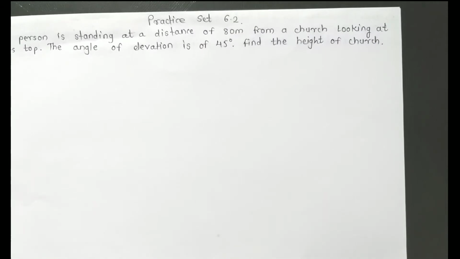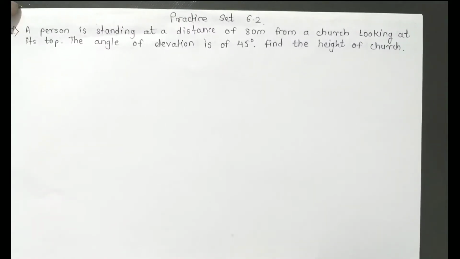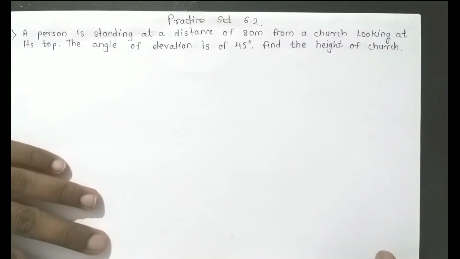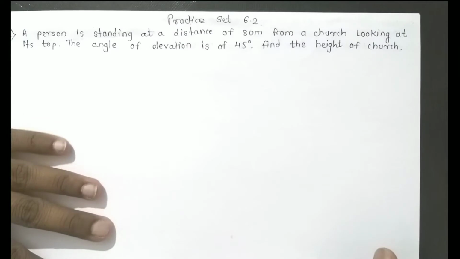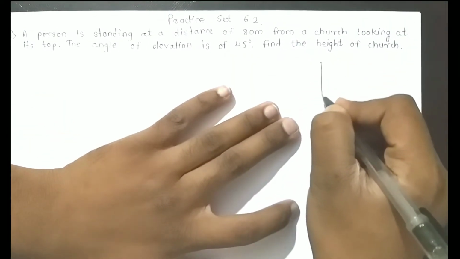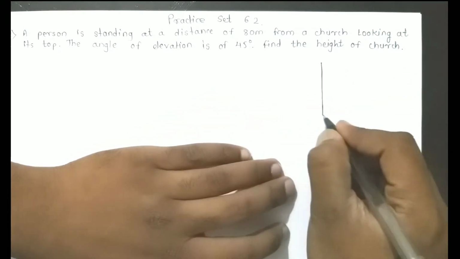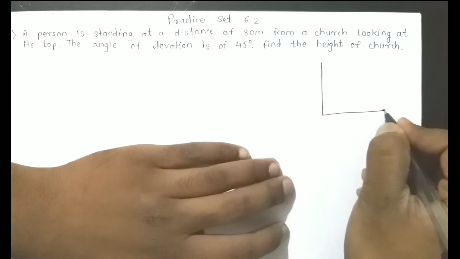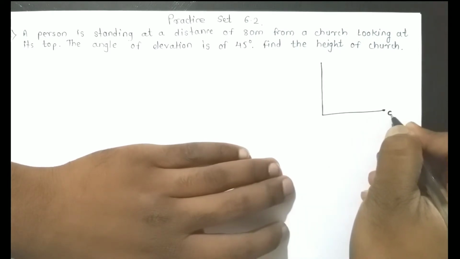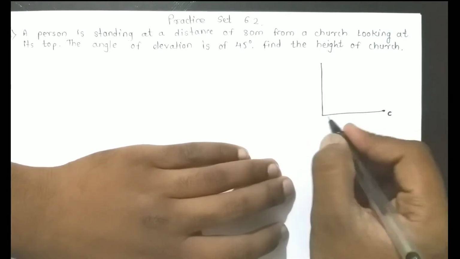Today we are going to solve the practice set 6.2. So let us start. The first example is: a person is standing at a distance of 80 meter from a church. First of all we draw a rough figure: this is the church, and this point is the position of the person. The person is standing at 80 meter from the church.